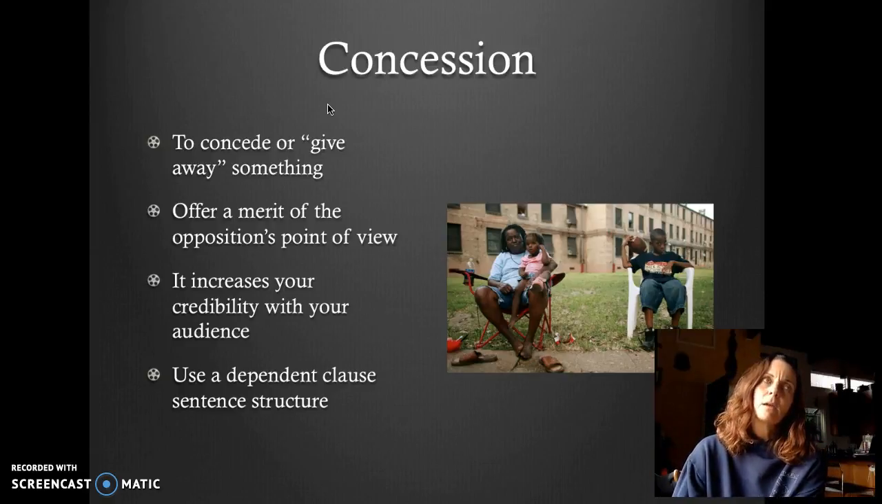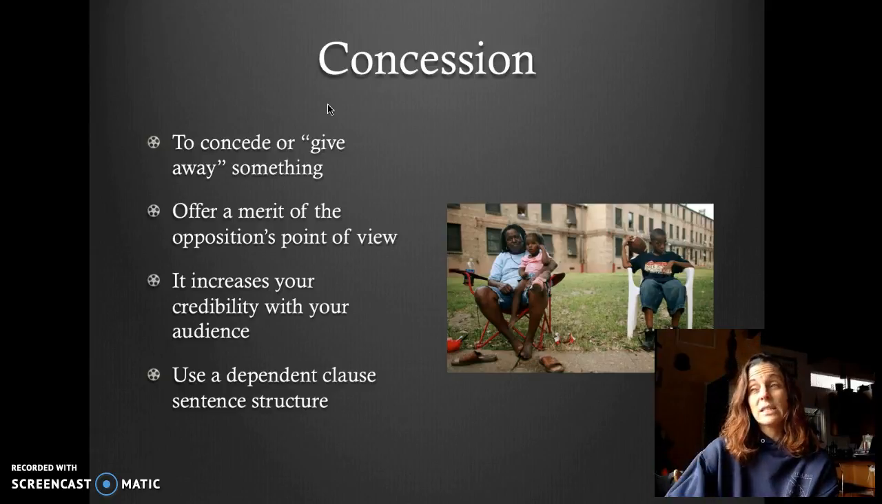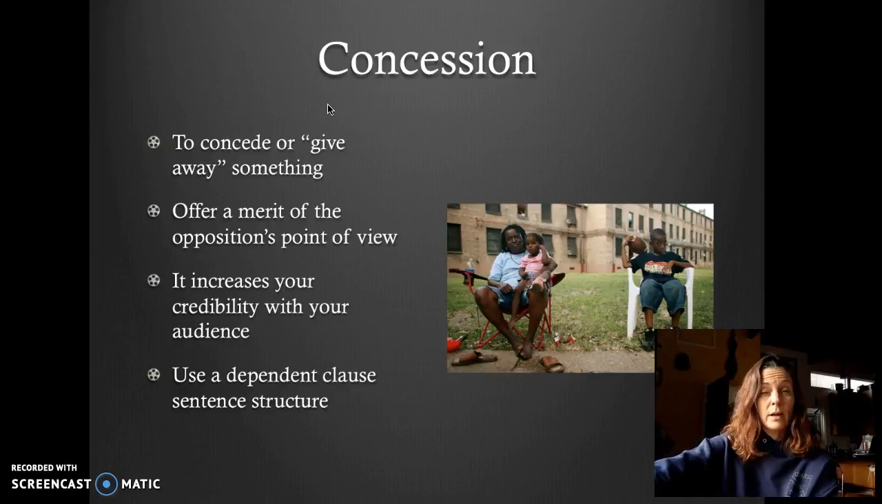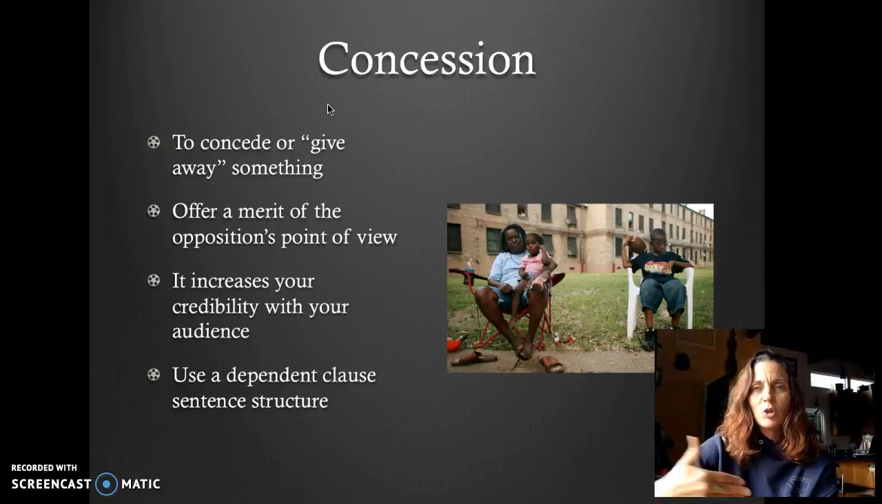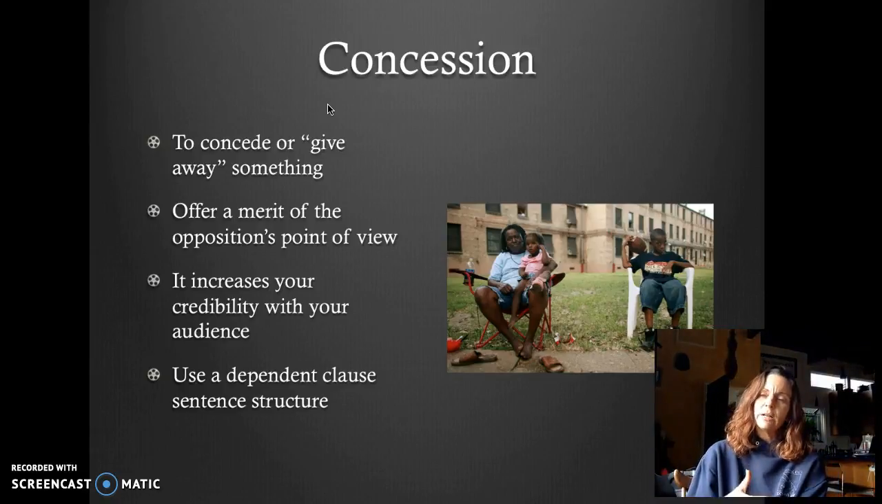This offers sort of a merit to the opposition's point of view. You concede that they have a point on some level. Now, you don't give up your most important point, but you concede something they have done well or right, and it increases your credibility with a wide audience.